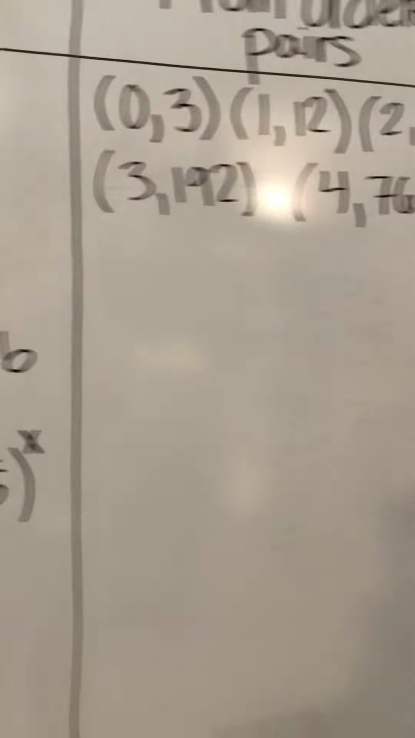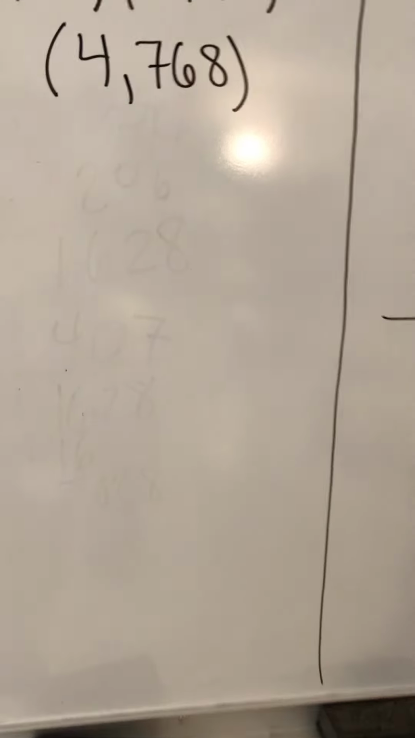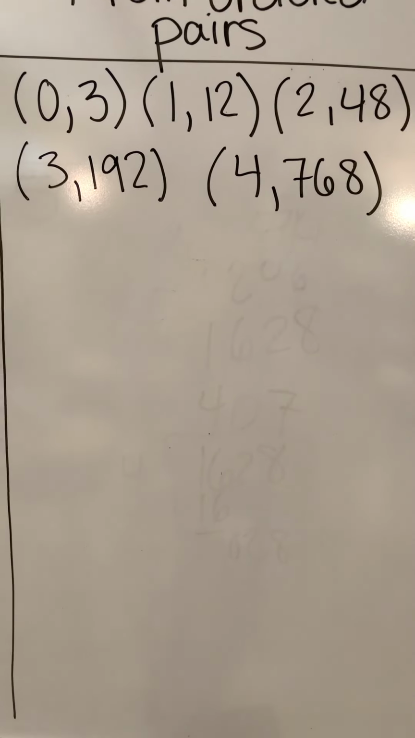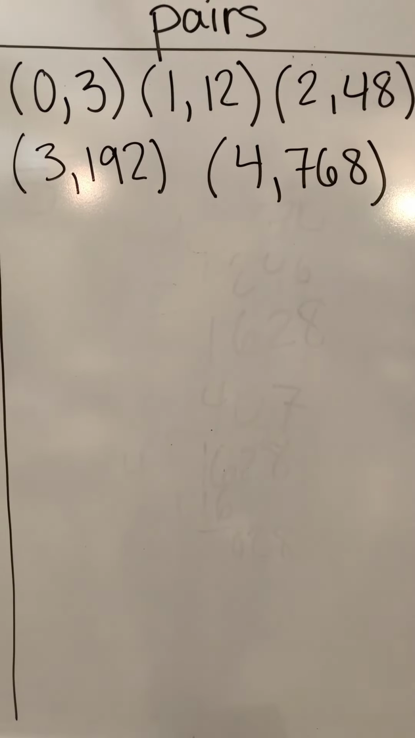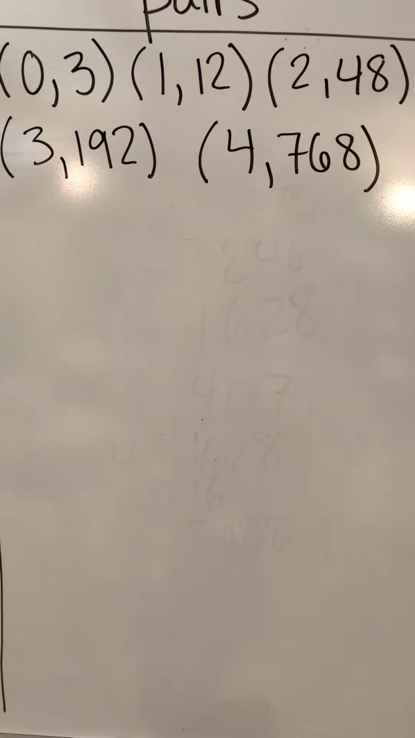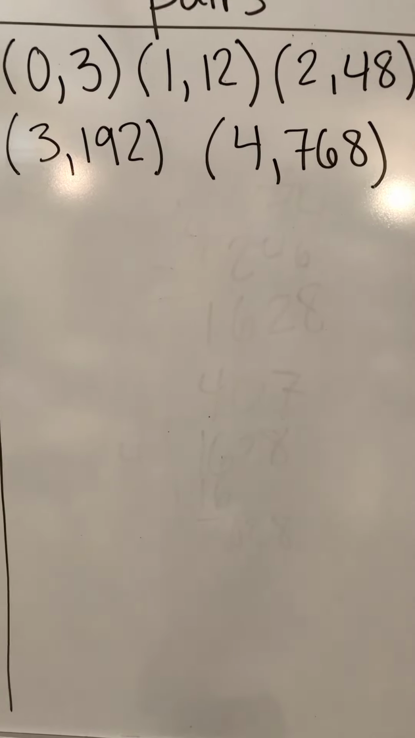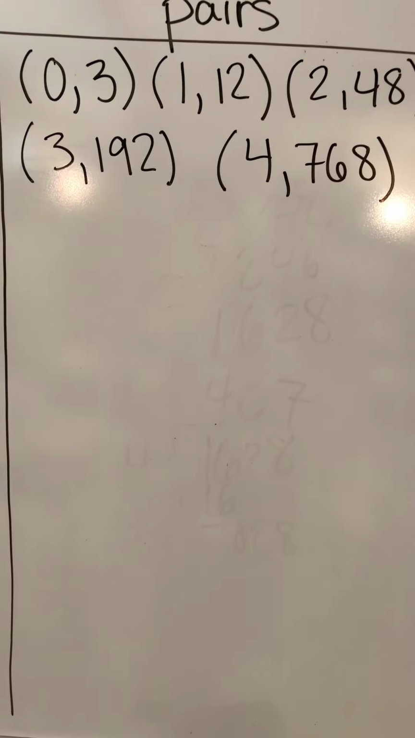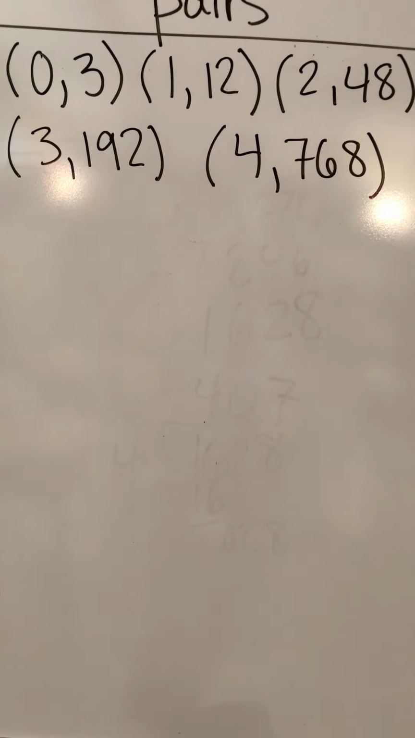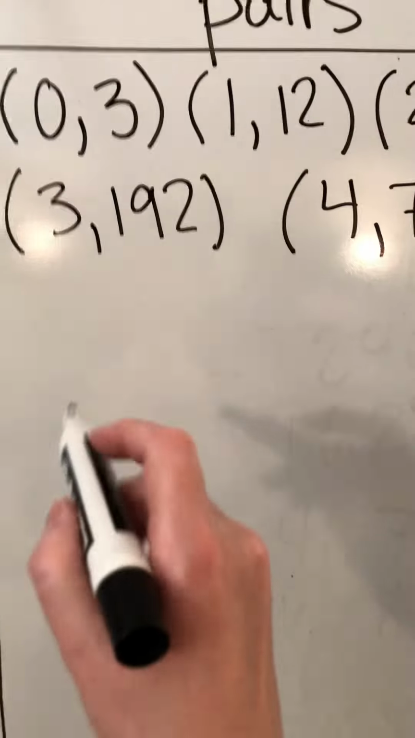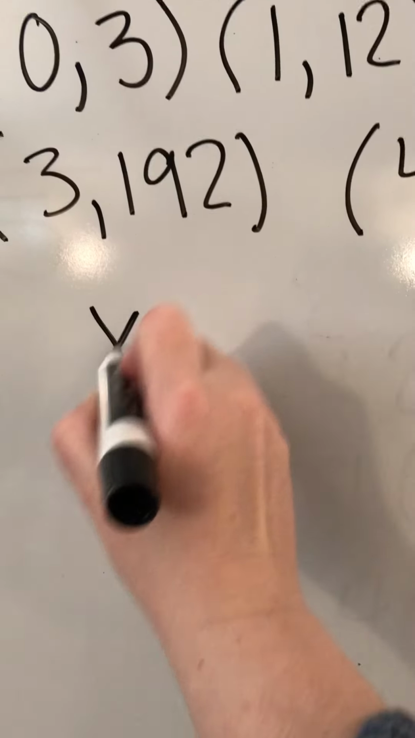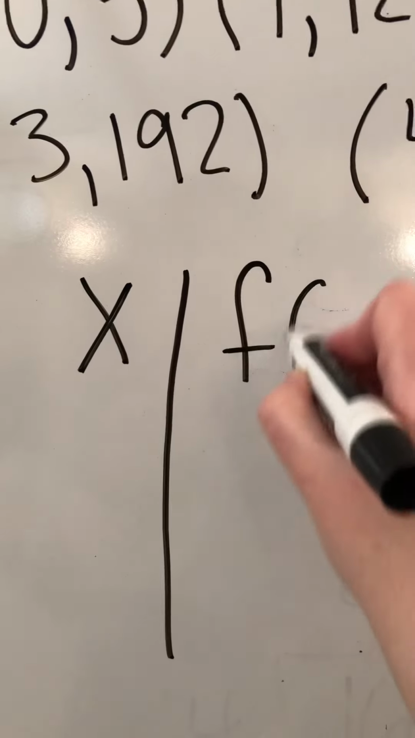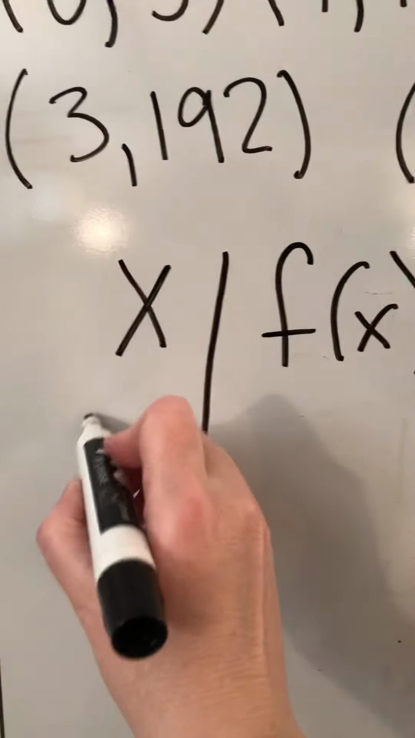Okay, now from ordered pairs. So this is what we were working on this morning. We had these particular ordered pairs. So they have given us this information, or we have gone on a graph and pulled this off of a graph ourselves. So what we need to do is put them into our table, and so I'm going to do that. So I have my x, and I have my f of x, which is my y value.